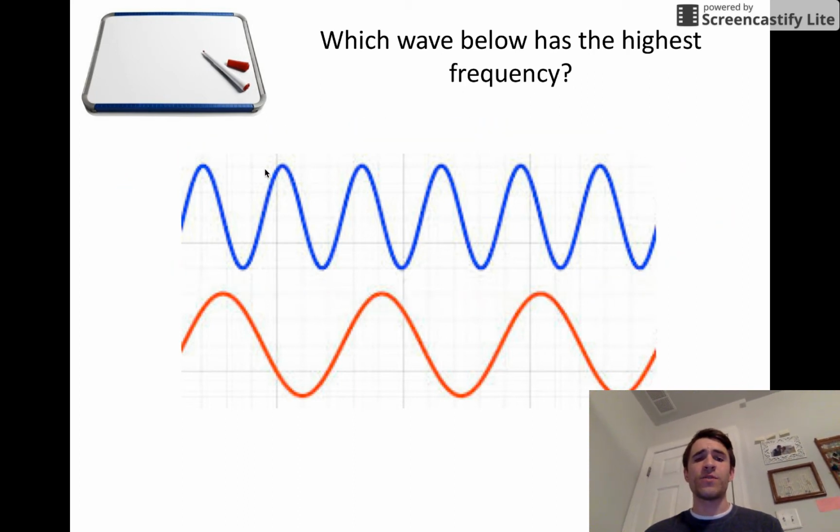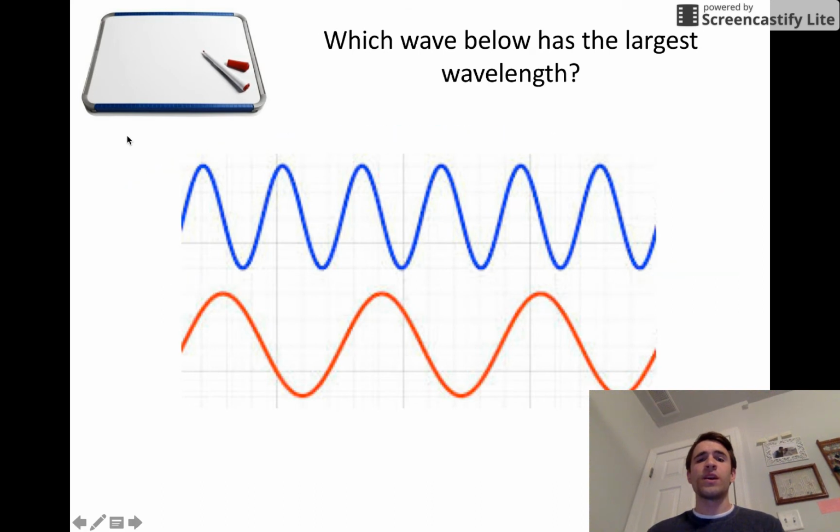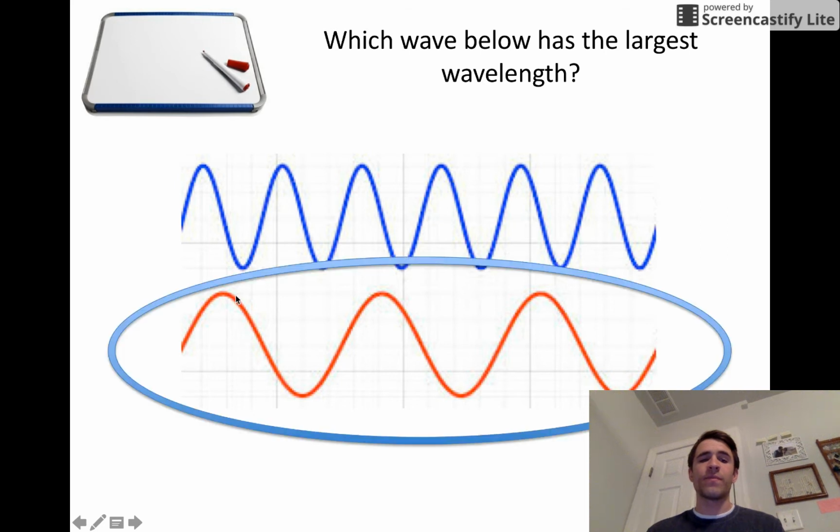Which wave below has the highest frequency? So where are the waves most frequent? Definitely the blue one. Which wave below has the largest wavelength? Wavelength is the distance from crest to crest. Which one has a bigger distance? Definitely the red one, right? The distance from here to here is greater than the distance from here to here.